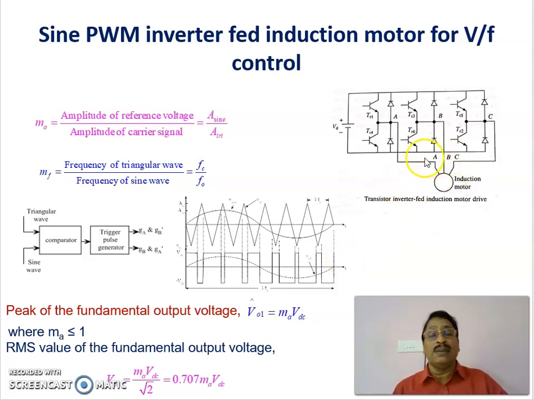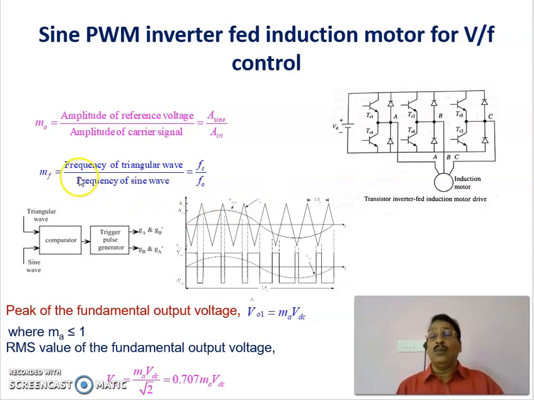Now let us see how the voltage can be varied. As I already explained in the previous slides, you can vary the fundamental voltage applied to the stator as well as the frequency. There is an index we call the amplitude modulation index, MA. That is the maximum value of the modulating signal divided by the maximum value of the triangular signal. The maximum value of MA is 1, but normally it works in the range of 0.8, 0.9.